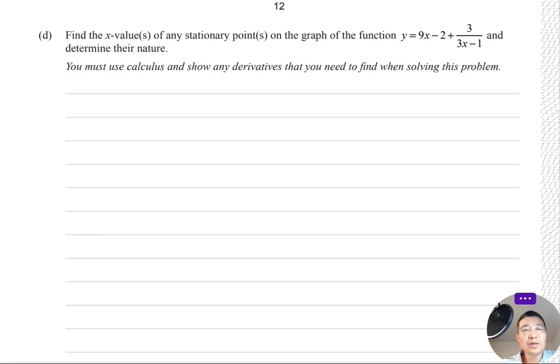Hi, year 13. We are doing Level 3 differentiation, question 3D, 2022. Find the x values of any stationary points on the graph of the function and determine their nature.